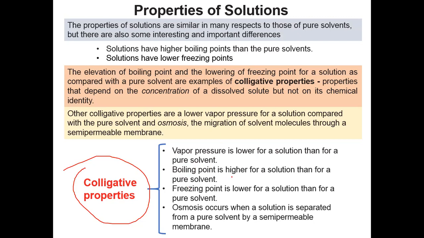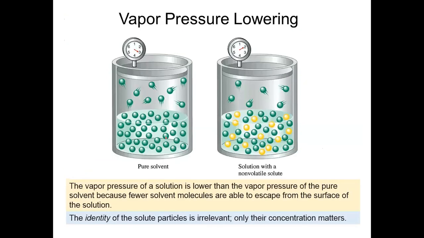Then boiling point is higher for a solution than for a pure solvent. Freezing point is lower for a solution than for a pure solvent. And osmosis occurs when a solution is separated from a pure solvent by a semi-permeable membrane, okay? So all these are considered colligative properties. Now let's go step by step and understand what it means.